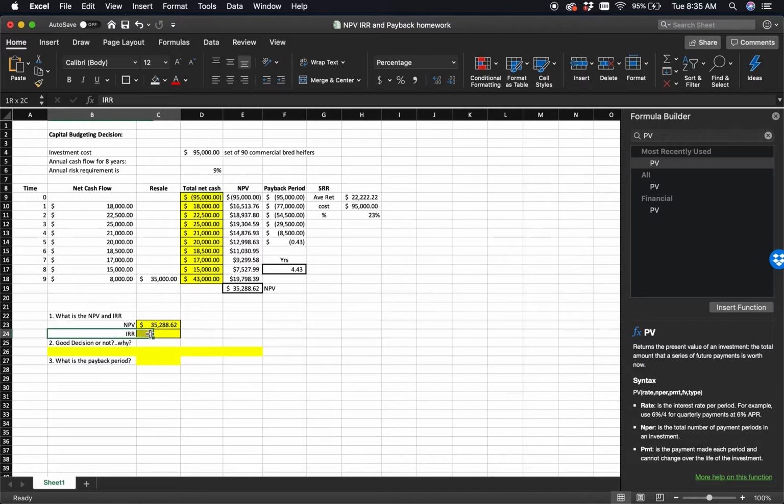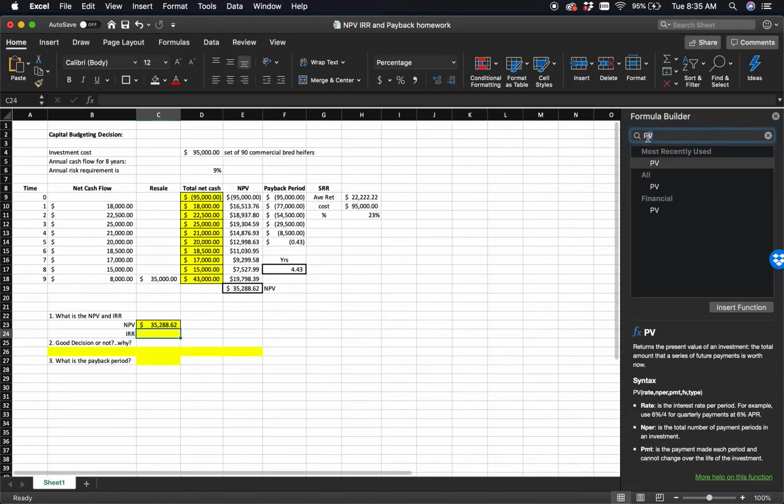This last one here I haven't talked about: internal rate of return. What is this decision earning me? Well, I'm requiring it to earn 9, and it earns me more than that. But internally, what is this investment earning? And so you can calculate that as well.